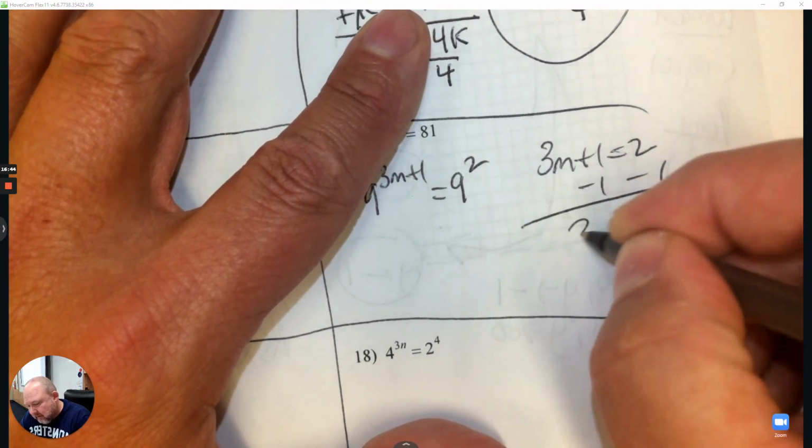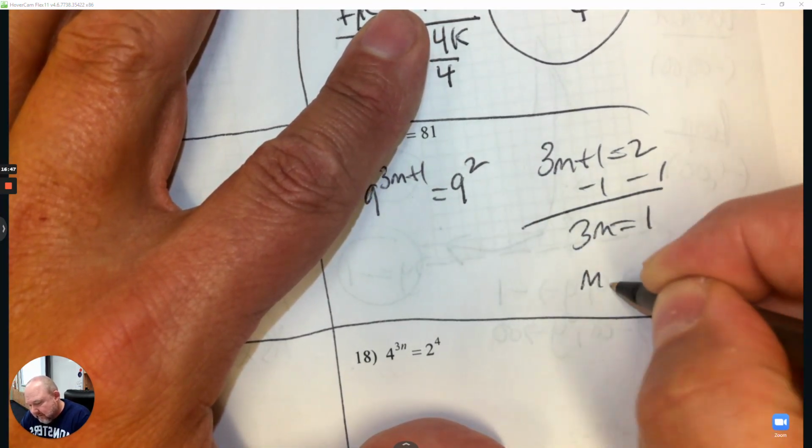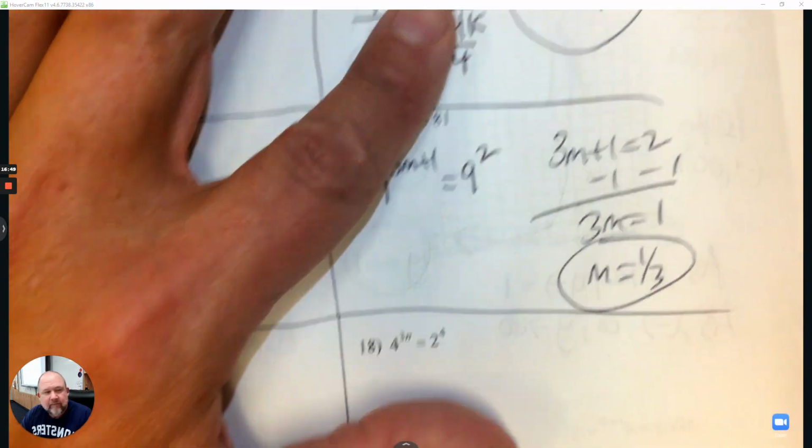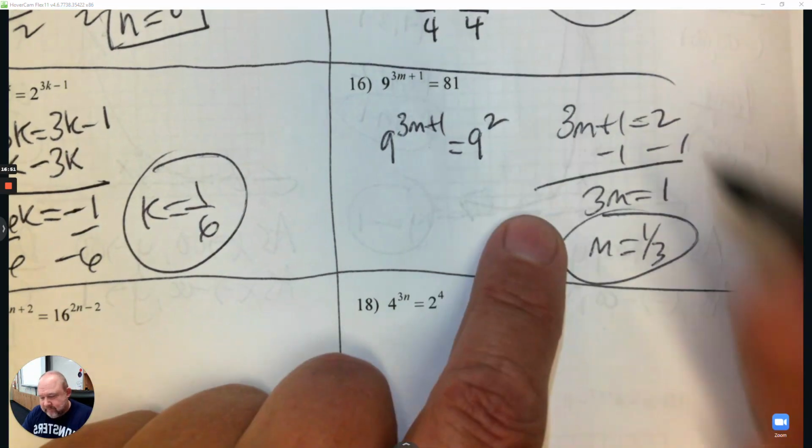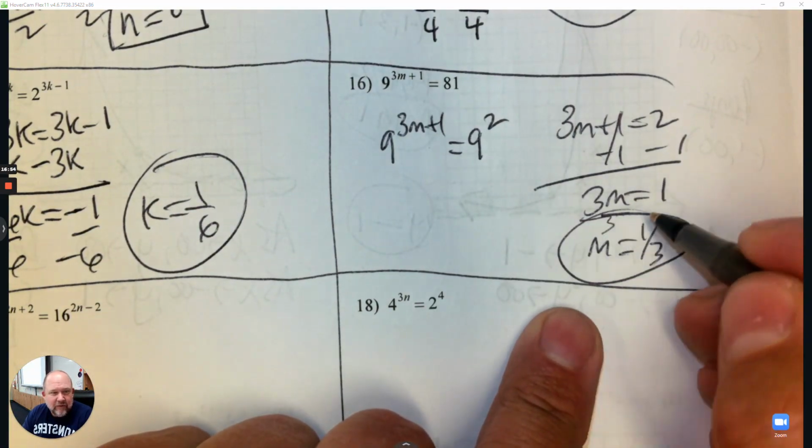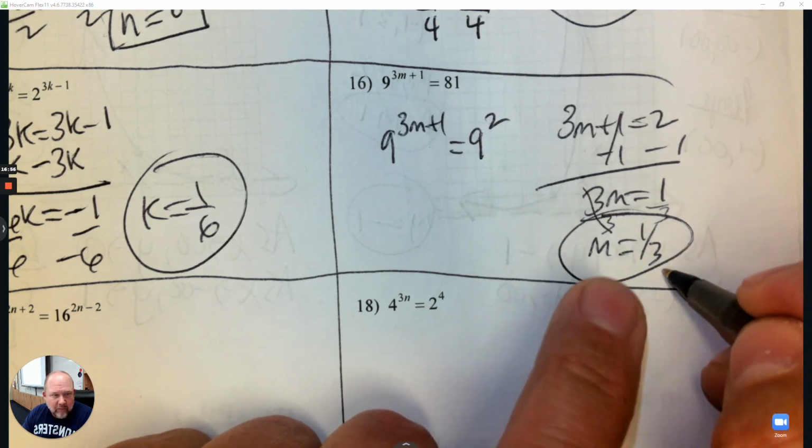So we're going to subtract 1 and then divide by 3. So I subtracted 1 and then I divided by 3. The 3's cross out and gives me 1/3.